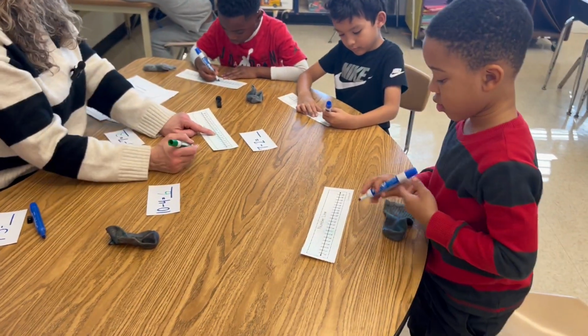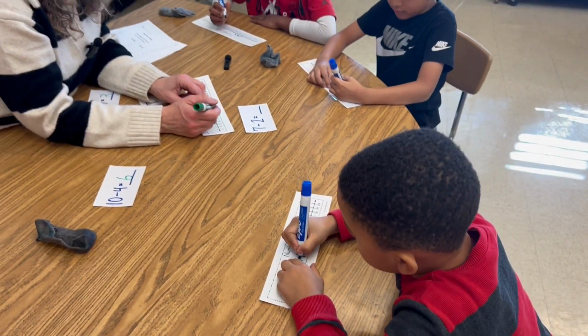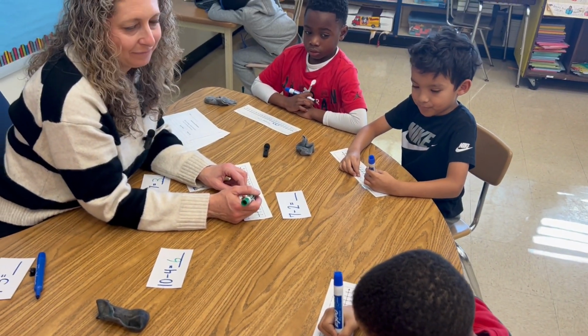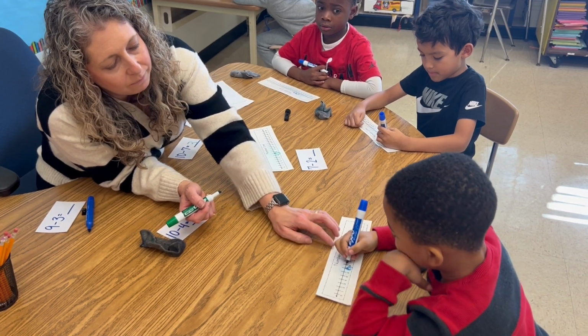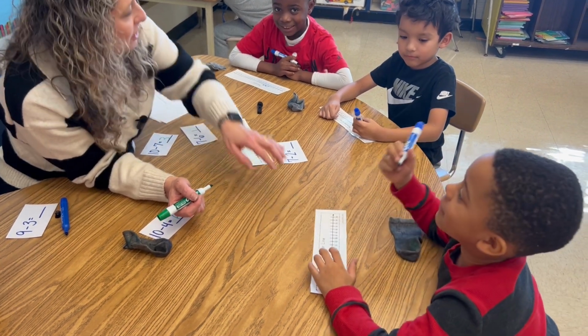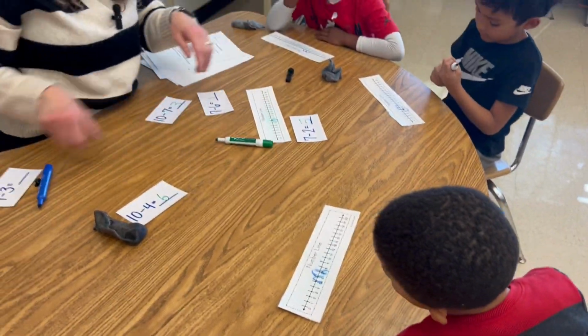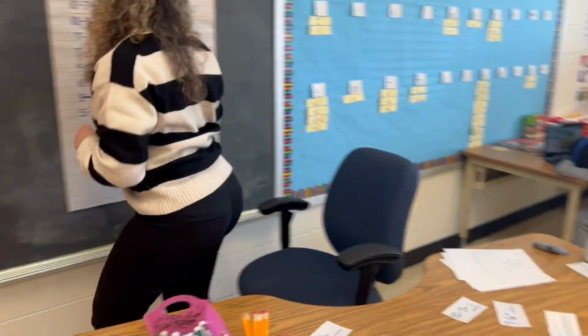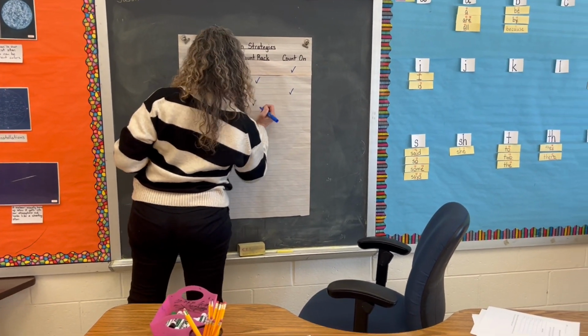7, we're going to count back 2. Can you count back for me? Let me hear you. Count back 2. What number did you get? 5. That was pretty efficient, wasn't it? So I'm going to record it up here. 7 minus 2 equals 5. And we said counting back because they were far apart.